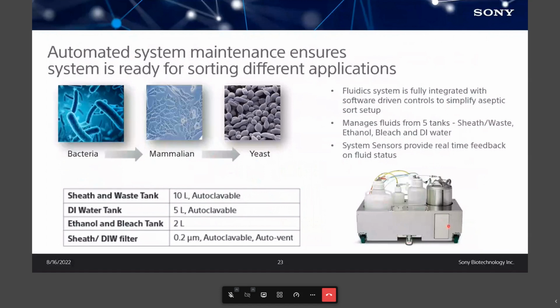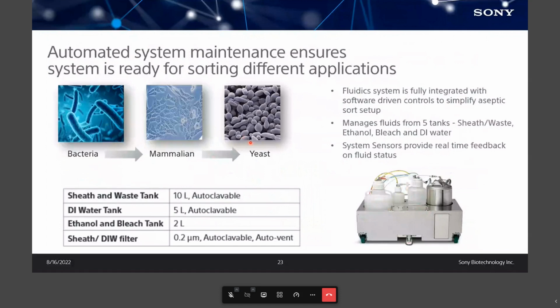This fluidics cart that you see here has your waste and your sheath fluids, as well as your cleaning fluids and your DI water. There are sensors in each of these little slots for each of these tanks. So in the software and on the front of the instrument, you'll see real-time feedback on your fluid statuses. And you're able to manage all of these fluids right through the software. So it doesn't matter if you're sorting bacteria, mammalian, or yeast cells. You have the confidence that this system has been maintained and cleaned properly, because it is so easy to do.